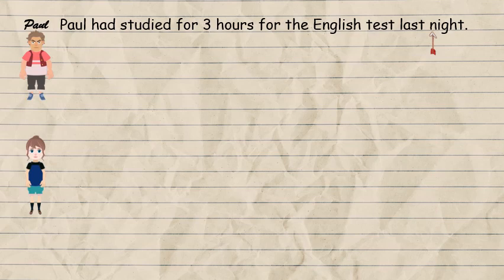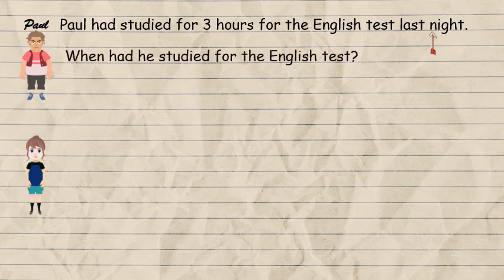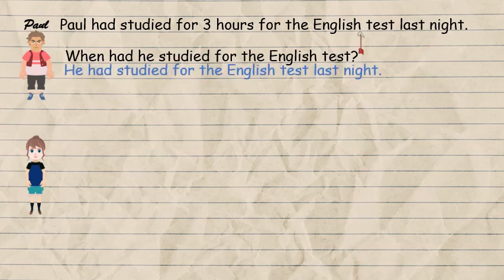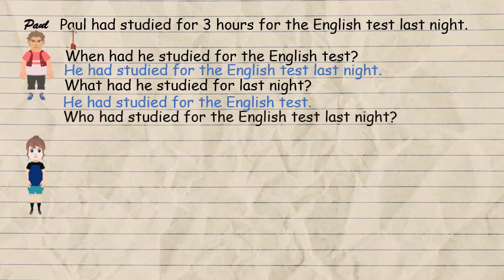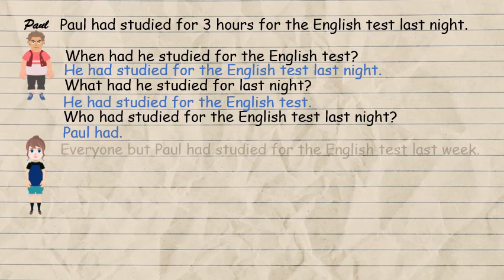Paul had studied for 3 hours for the English test last night. When had he studied for the English test? He had studied for the English test last night. What had he studied for last night? He had studied for the English test. Who had studied for the English test last night? Paul had.